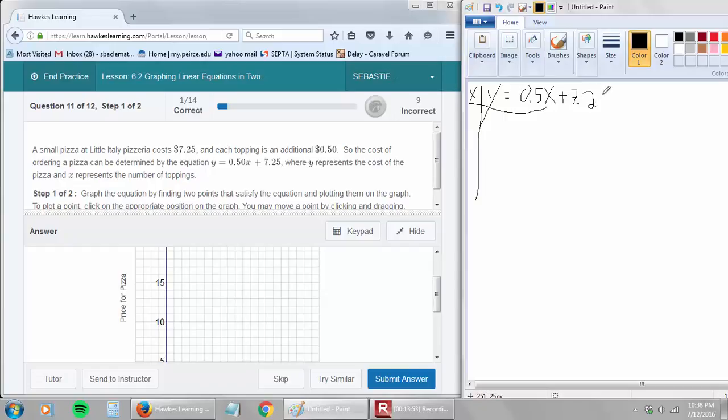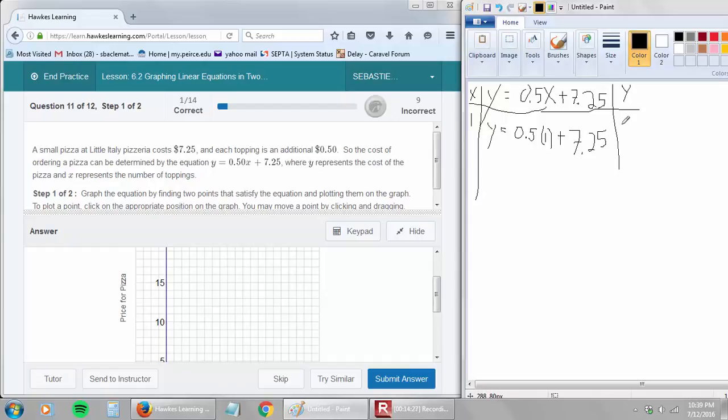So 50 cents per topping plus the $7.25 is the cost of that pizza if you read through the question. But I'm more worried about plotting the actual points. So I'll just pick a number like, let's say 1, and I get y equals 50 cents times 1, which is going to still be 50 cents, 0.5 times 1, and then plus the $7.25 ought to give me $7.75.